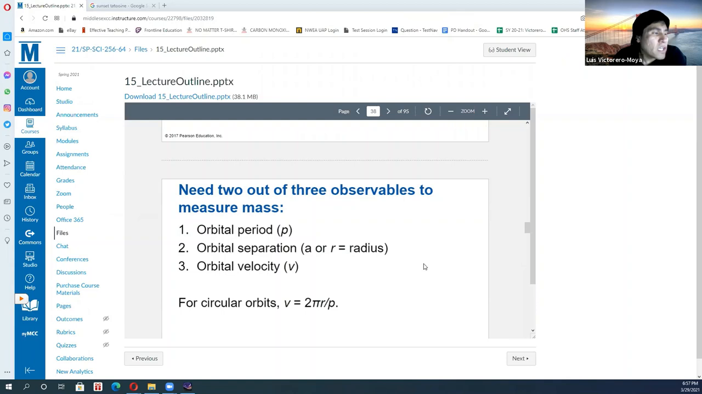Remember, guys, that we can find the orbital velocity if we have the period. And if we know the distance between the stars, the orbital velocity is 2 pi r divided by the period. Yes, we are assuming that these are circular orbits, so there are always some sorts of errors. But it's a really good approximation regardless, okay?